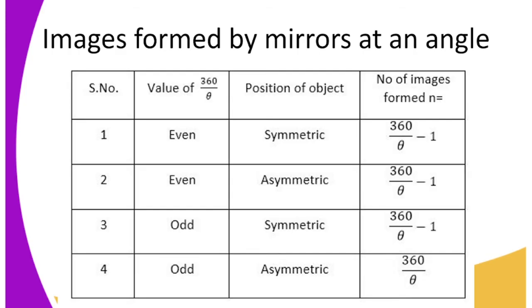You can see there images formed by mirrors at an angle. So when the angle is even, the position of the object is going to be symmetric. And how do we calculate the number of images formed? It is 360 degrees divided by the angle, minus 1. We are going to get the number of images formed. And when the number is odd, the position of the object is going to be asymmetric. Therefore, the number of images formed is going to be 360 degrees divided by the angle, minus 1, and the order continues.